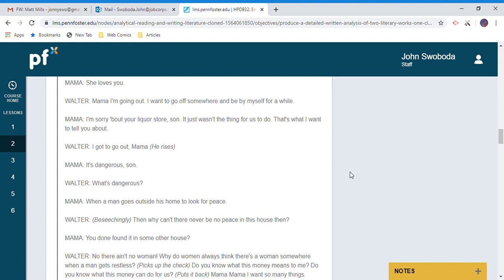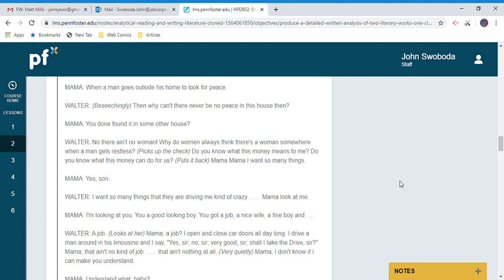He rises. It's dangerous, son. What's dangerous? When a man goes outside his home to look for peace. Beseechingly, then why can't there never be no peace in this house then? You done found it some other house? No, there ain't no woman. Why do women always think there's a woman somewhere when a man gets restless?